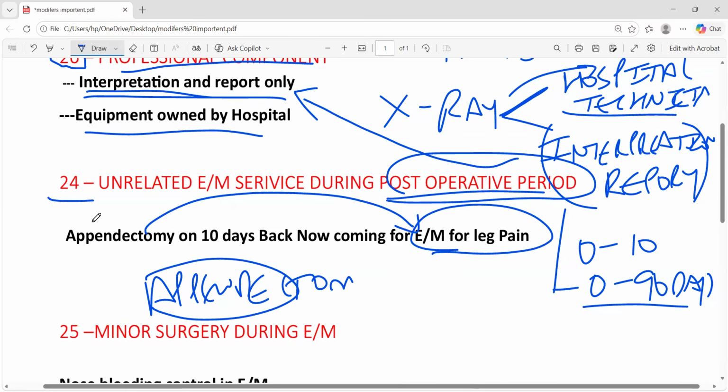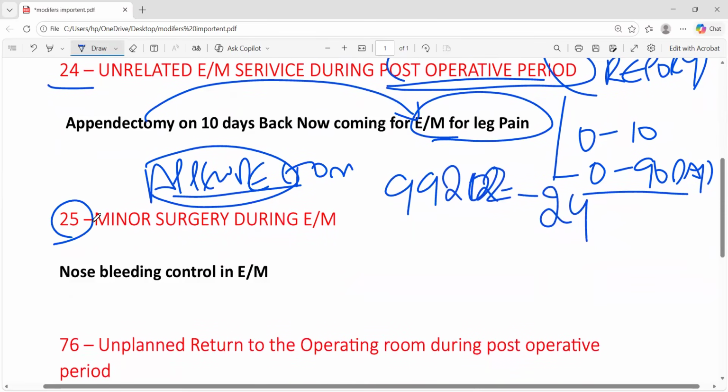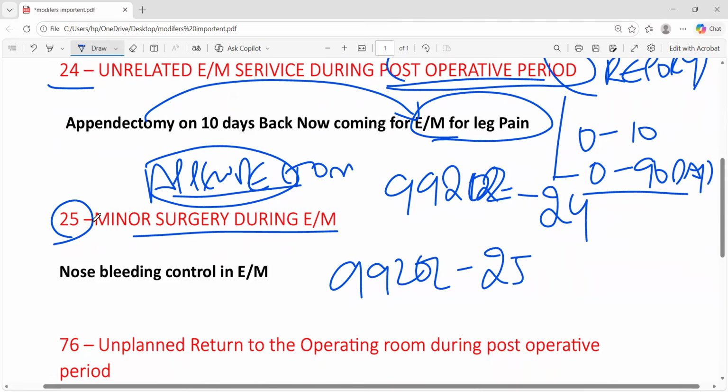That is called unrelated: he's in the post-operative period of the appendectomy and is coming for an E&M service unrelated to the appendectomy. We code the E&M code with modifier 24. For E&M modifiers, 24, 25, 57. For 25, remember it like this: minor surgery during the E&M. He comes for evaluation and management, just a consultation, he wants to evaluate himself, and the doctor performs a minor surgery in that E&M. We have to give modifier 25 along with the E&M code.